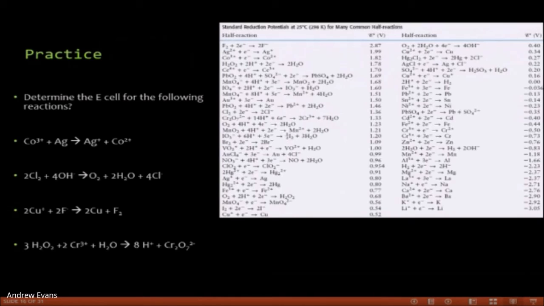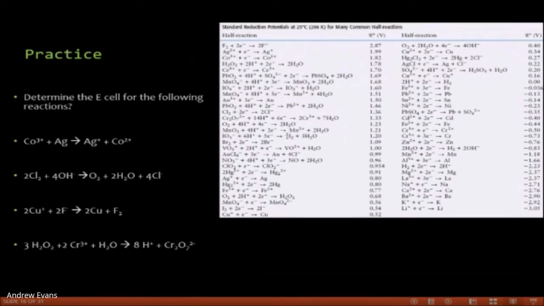2F minus goes to 2 copper and F2 plus, F2. And then 3 peroxide and our 2 chromium. That's water. Goes to 8 hydrogen and dichromate. Okay, so writing those down.